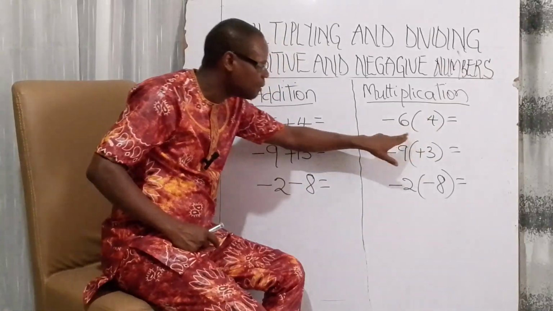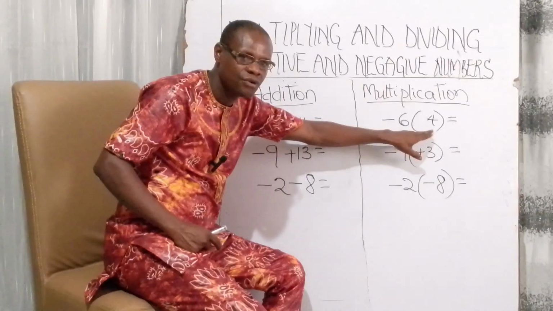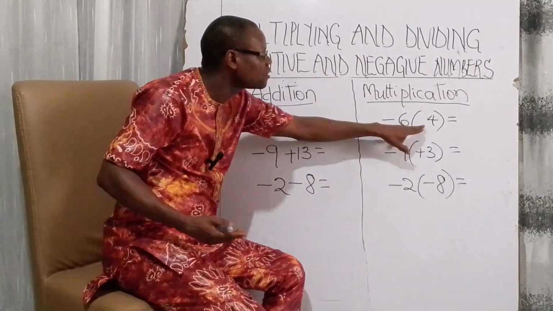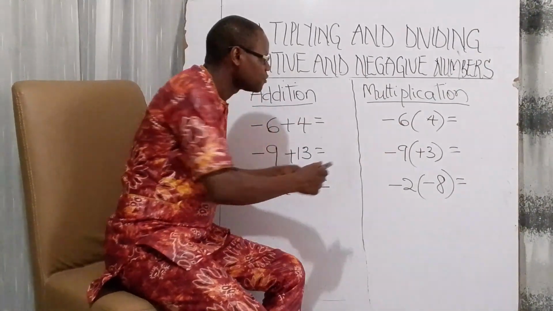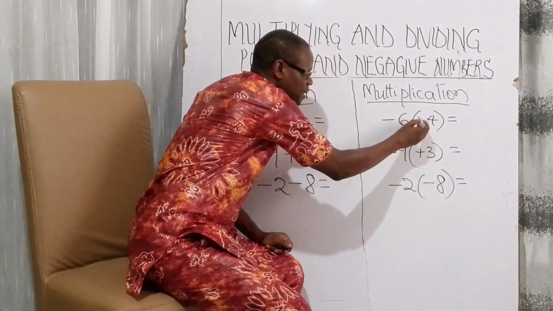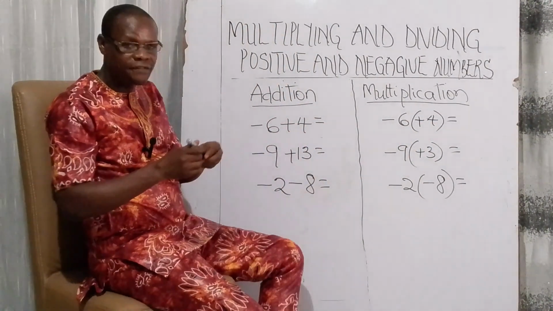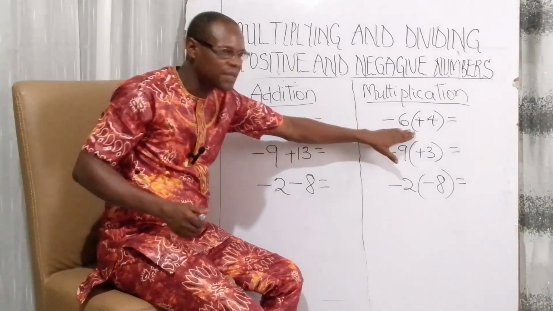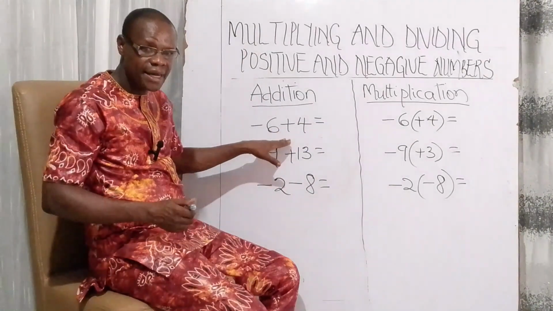So in some cases, this positive sign may not be written there. It can just be -6 into bracket 4. It is still the same thing as +4. So I'm just putting this positive sign to differentiate where we are multiplying here and where we are adding here.